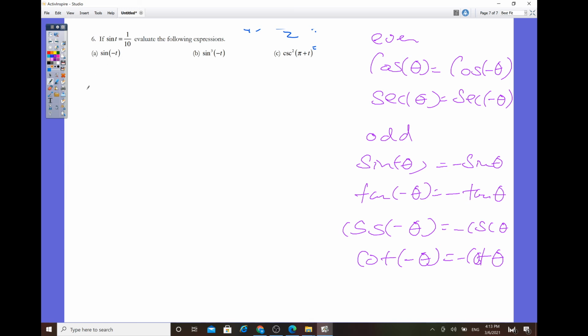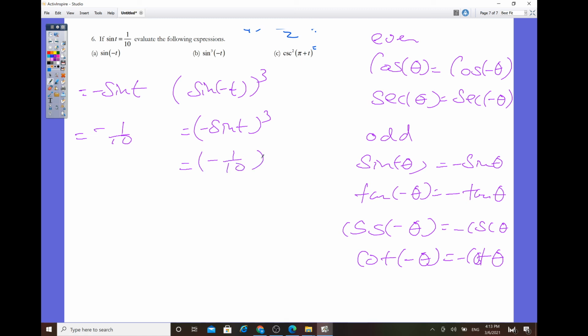Okay, so this one is sine of negative t, so it's the same as negative sine t, using the even-odd function property. It's an odd function. So one thing that we notice, sine of t is 1/10, so plug in the number, so negative 1/10, that'd be the ratio. And then what about sine of negative t to the power of 3? So basically this one, you try to expand it, so it's sine of negative t to the power of 3. So it's negative sine of t to the power of 3. So negative 1/10 to the power of 3. So negative 1 over 1,000.